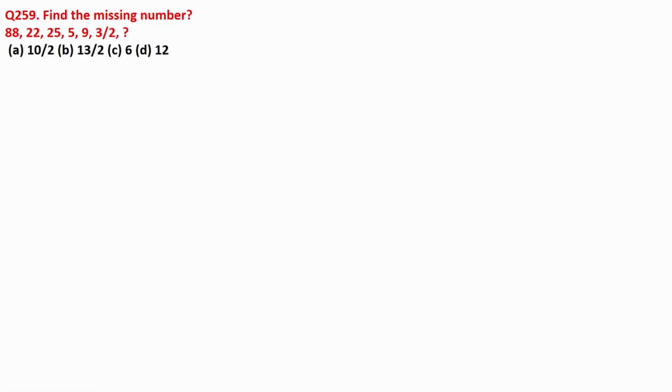Next, missing number question. It's very good. Find the missing number. See, 88, which is divided by 4, then you can get 22. The next number is 25. We have to do only one thing, plus 3. Next, which is divided by 5, then only you can get 5. And again, if you add plus 4, then only you can get 9. See, divided by 4 plus 3, divided by 5 plus 4.